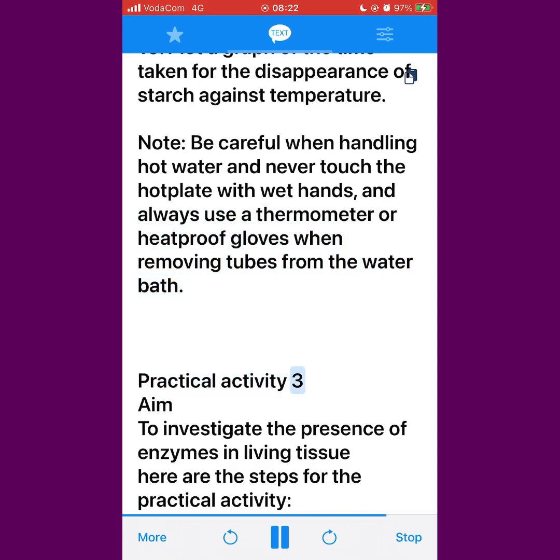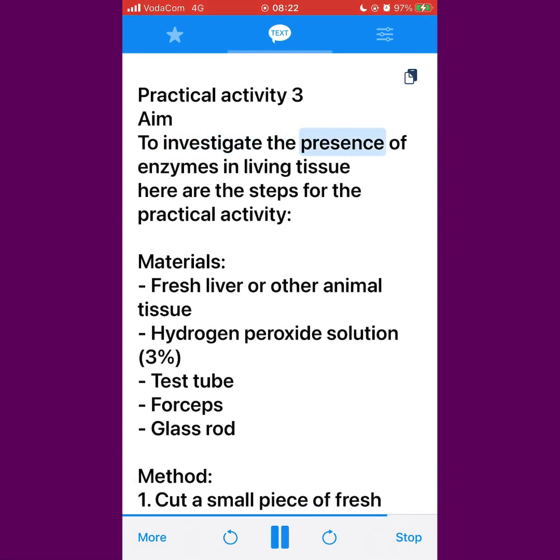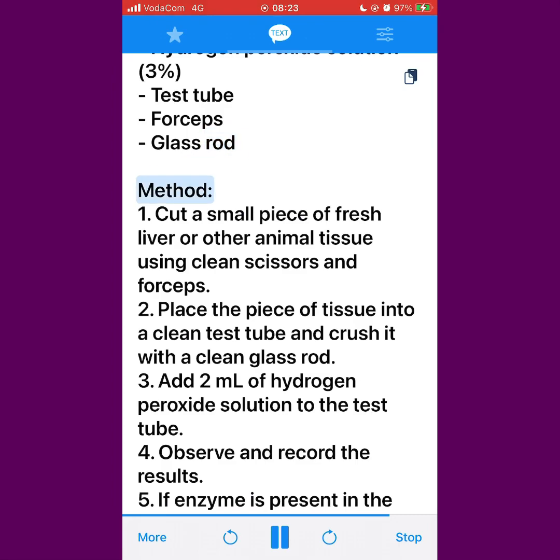Practical Activity 3. Aim: to investigate the presence of enzymes in living tissue. Here are the steps for the practical activity. Materials: fresh liver or other animal tissue, hydrogen peroxide solution, 3%, test tube, forceps, glass rod. Method. 1.